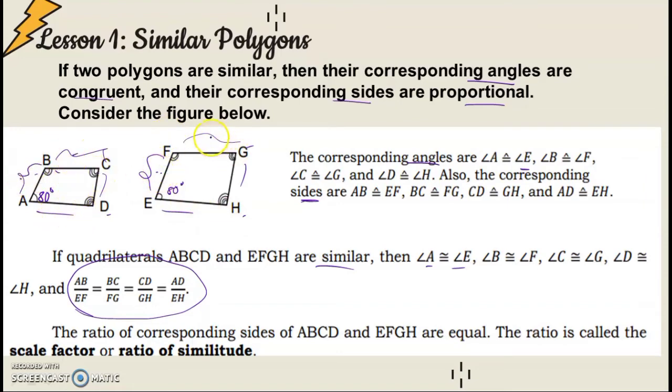Equals BC over FG. So, yan lang yung ibig sabihin ng corresponding. So, the ratio of the corresponding sides of ABCD and EFGH are equal. So, the ratio is called scale factor or ratio of similitude. Pero usually, ang tawag scale factor.